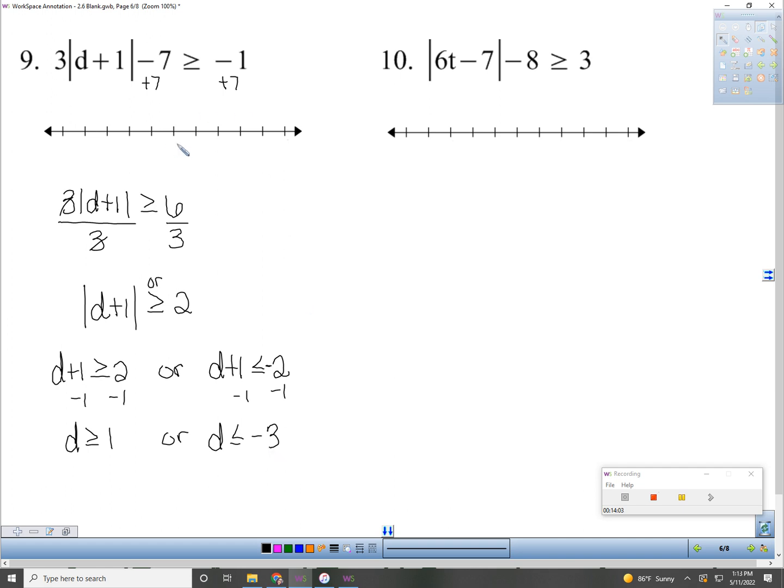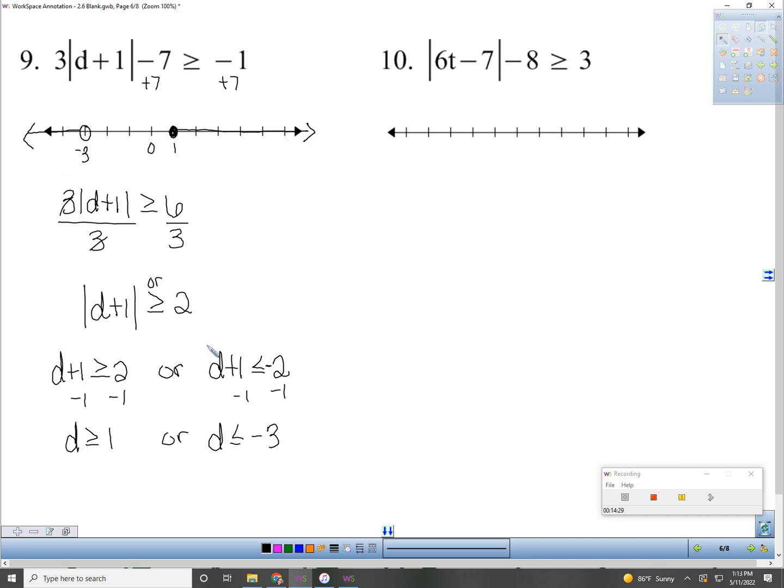So I've got 1 here, 0, negative 1, negative 2, negative 3. So D is greater than or equal to 1. So closed circle on 1, shade to the right. Or D is less than or equal to negative 3. Closed circle, shade to the left.